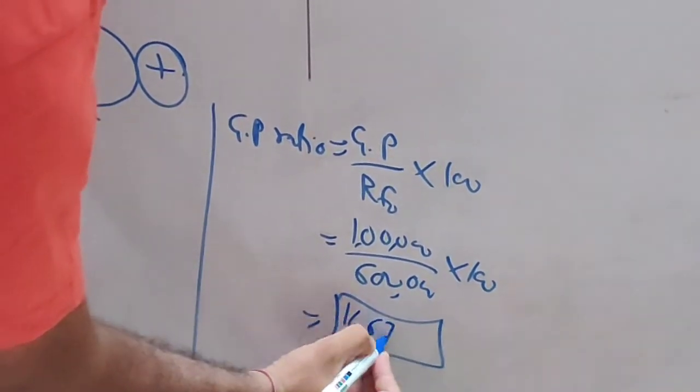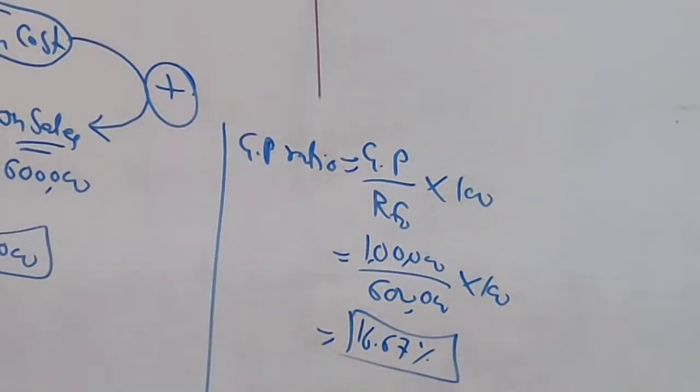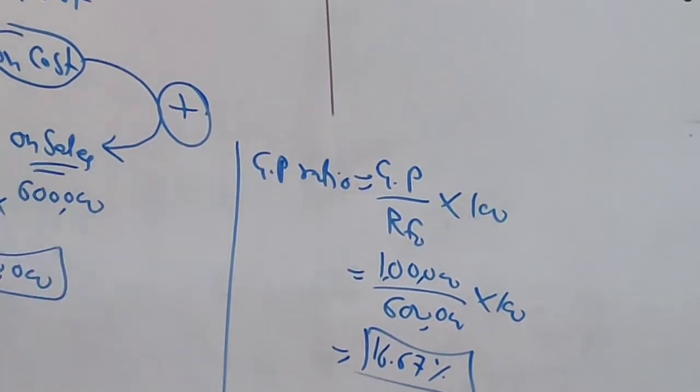16.66. I am going to write it as 16.67%. Am I clear with this, students?